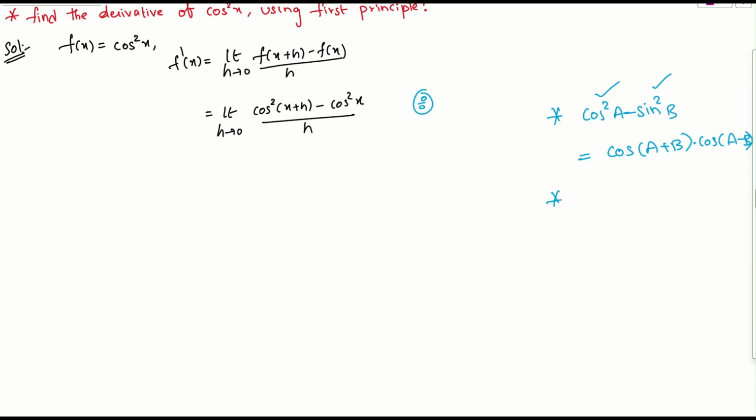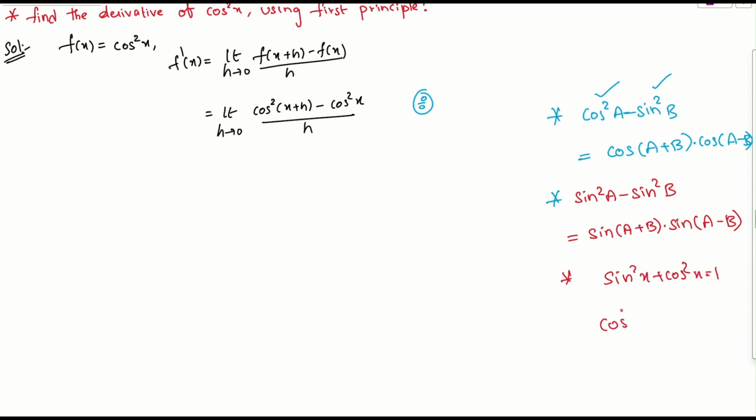But we have one more formula in terms of sine. If you have sin square A minus sin square B, what is the formula for this? We know that this is simply sine of A plus B into sine of A minus B. So if you have both sines, you can do something here. So I'll rewrite the cos in terms of sine. How to do that? We know that sine square x plus cos square x is 1.